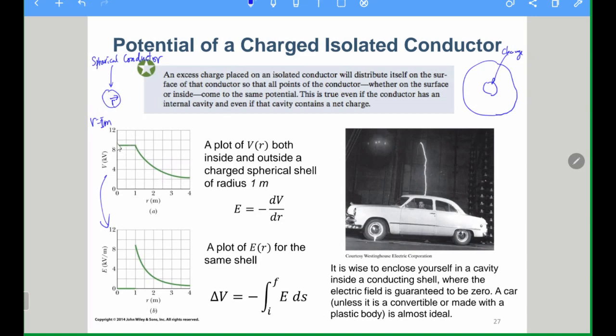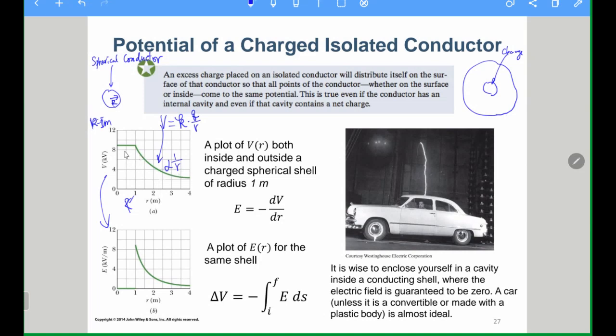So we assume this voltage, and then of course it will decrease outside, because V equals K times Q over R. It is inversely proportional to R. Maybe we can call it capital R to distinguish between this R and that R. So we call this one R equals 1 meter. So this is proportional to 1 over R.